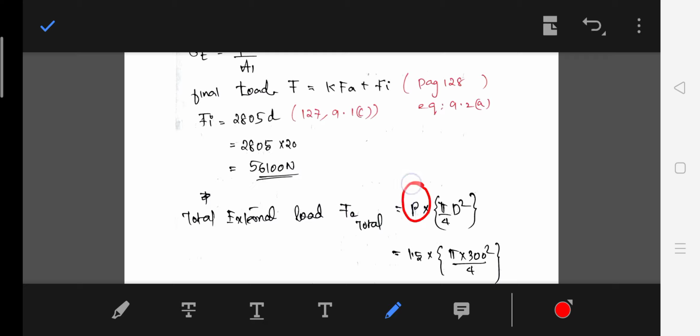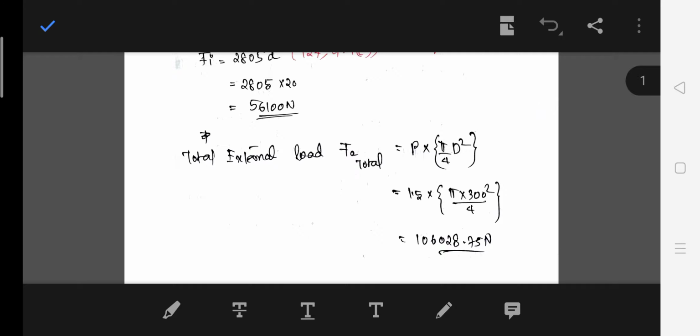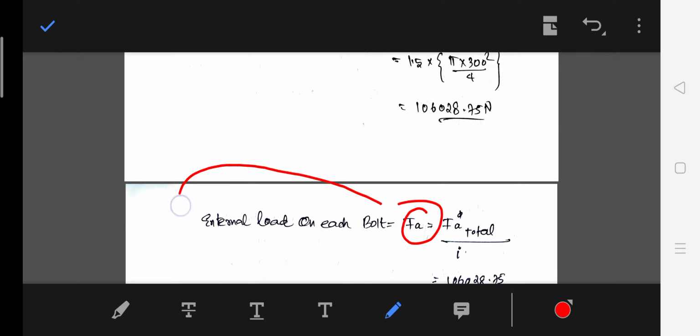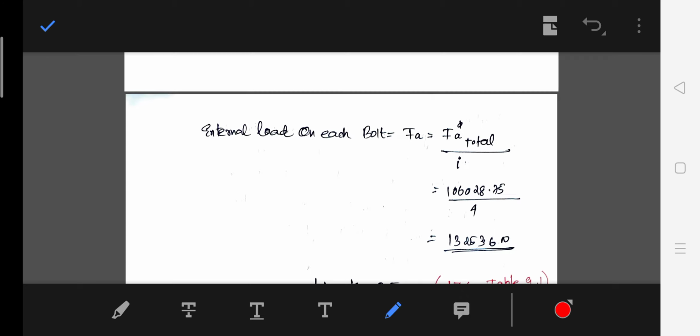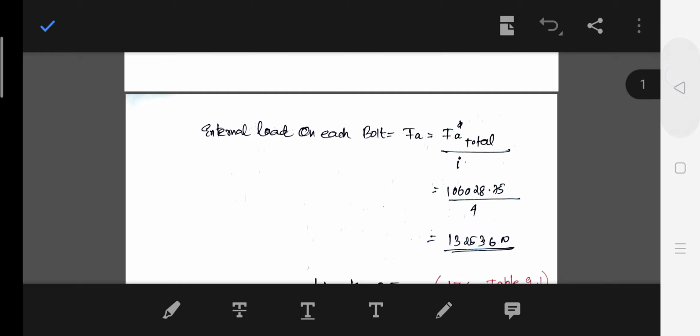The pressure is given and the diameter of the cylinder is given. So the total external force acting is equal to pressure into area, right? So we get this. Then we need to find Fa, the external load acting on each bolt. So total force divided by the number of bolts gives Fa.